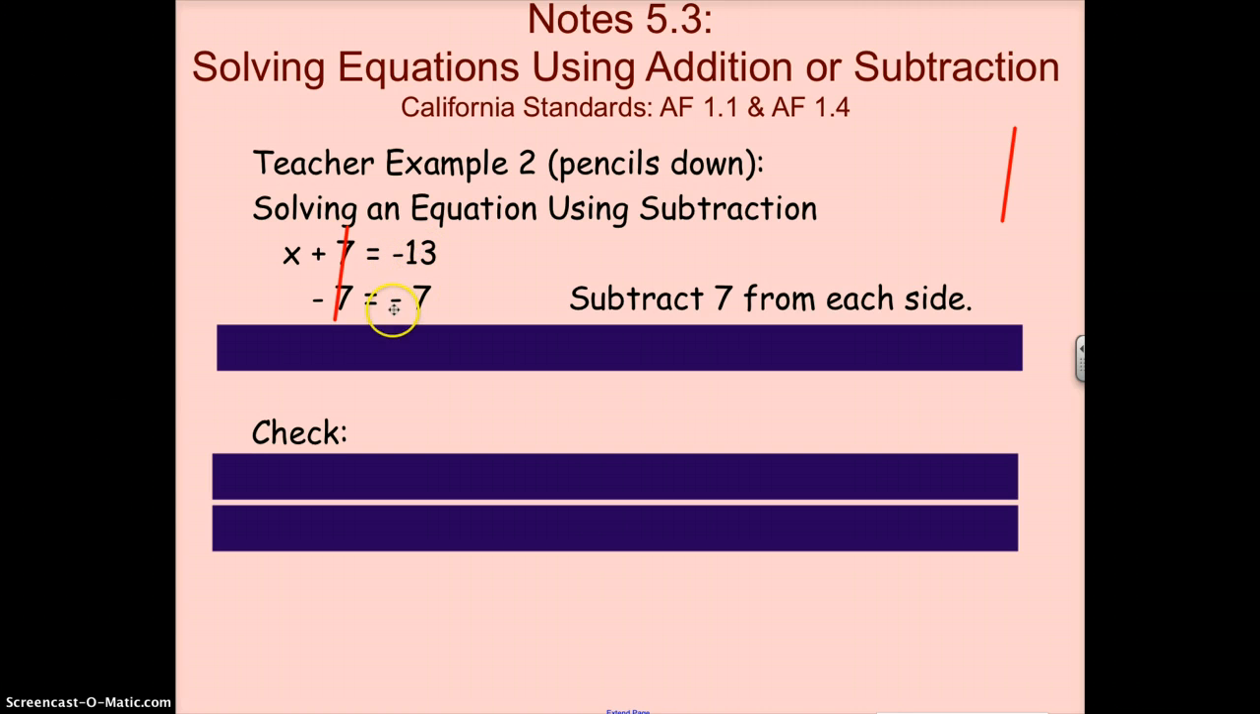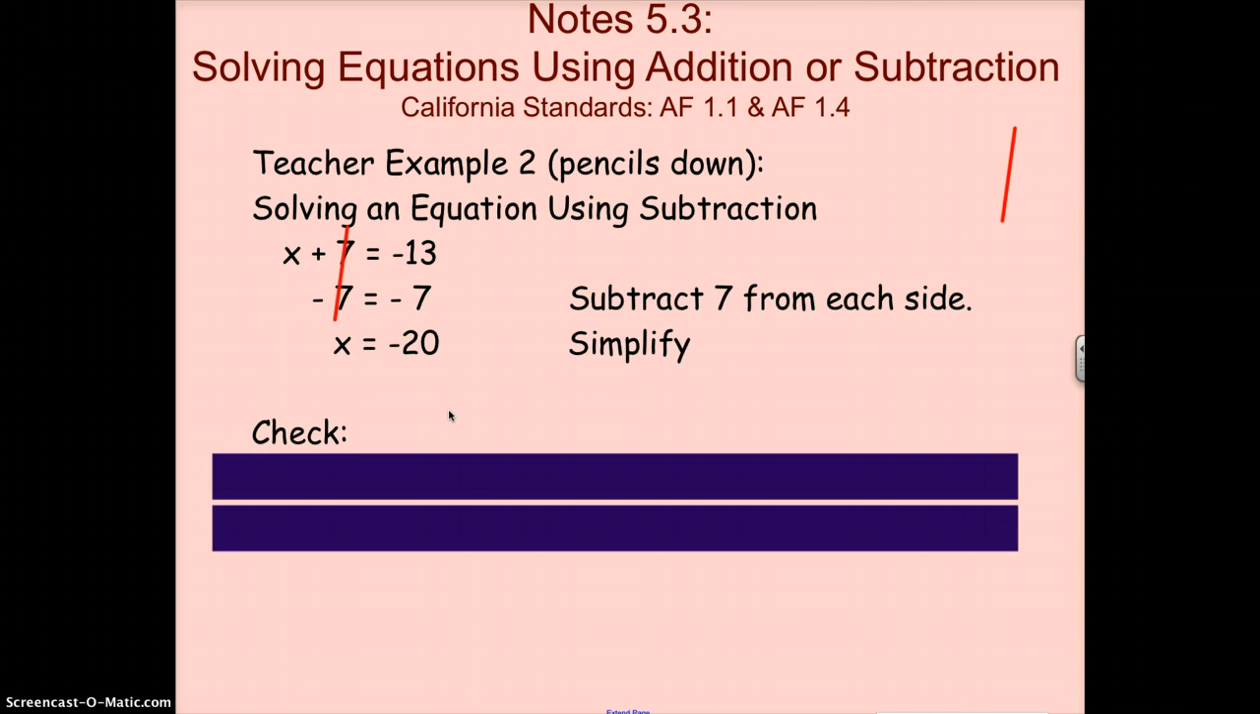Okay, now this part here is a little trickier. We've got negative 13 minus 7. As you know, we do not subtract when working with negatives, so you can think of it as negative 13 plus negative 7. Skip, change, change. Now I'm adding two negatives together. My answer is going to be more negative, and I'll end up with negative 20.